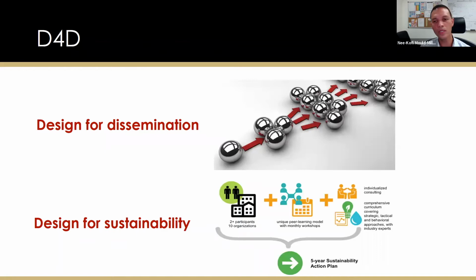Another critical concept in implementation science is designing for dissemination and for sustainability from the get-go. From the moment an intervention or a program is conceived of, implementation science says start thinking about how this can be disseminated. What are the attributes of the program that are going to allow it to sustain over time in that context?